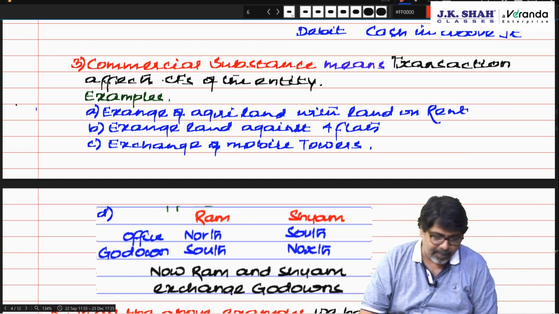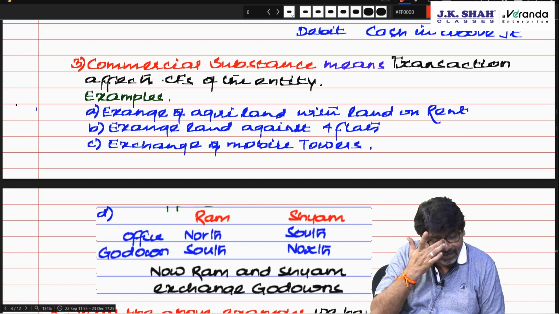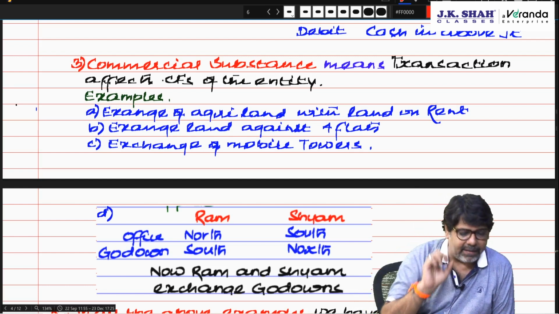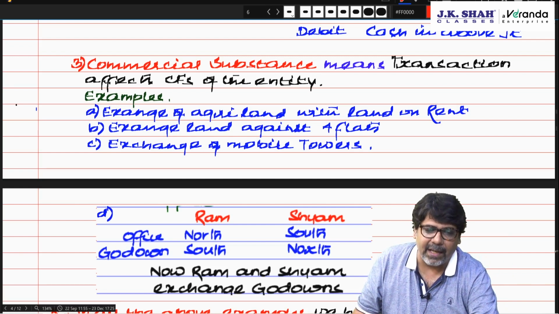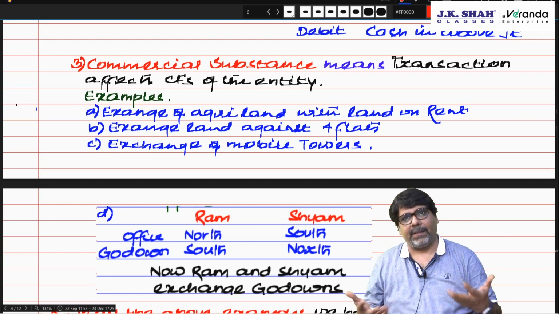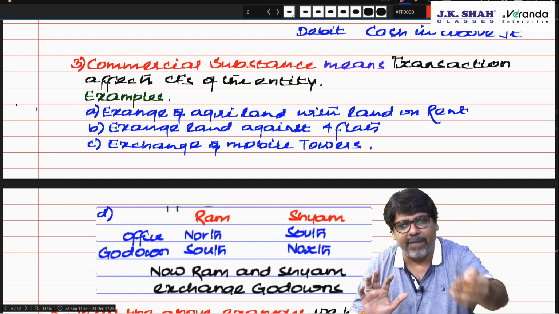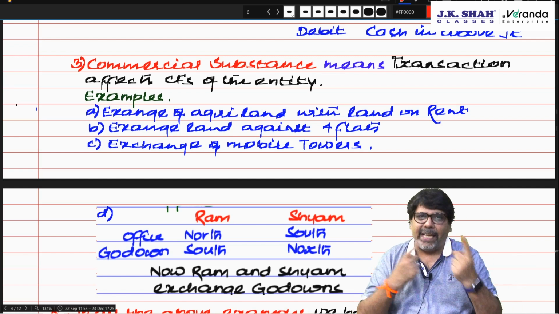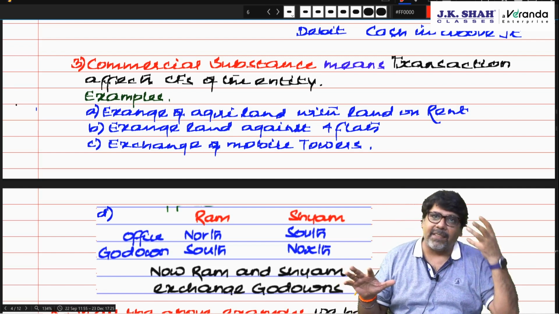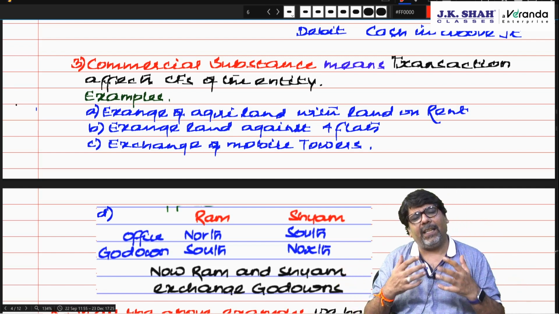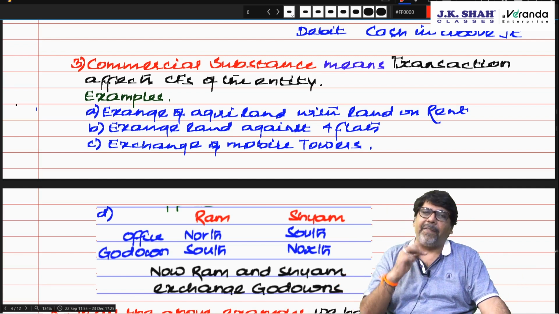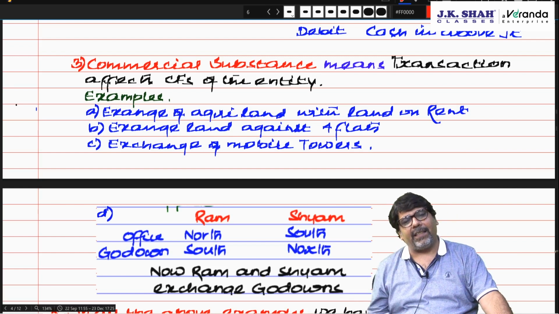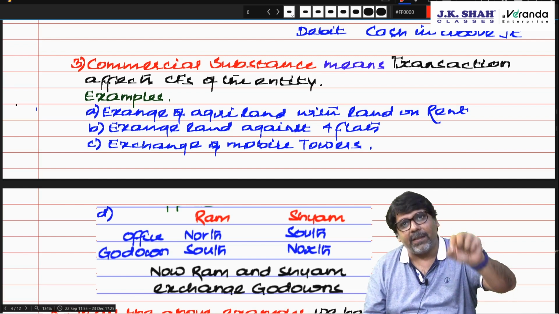Now chartered. Examples where commercial substance exists. I give you agricultural land, and you give me 4 flats on rent. Correct, rented flats. So I gave you agricultural land and you gave me land which is on rent. So we are exchanging land, but one is agricultural, and one is commercial. So can I say, even if both are land, the fair values will be different. One is agriculture and one is commercial. Yes, that means commercial substance exists.